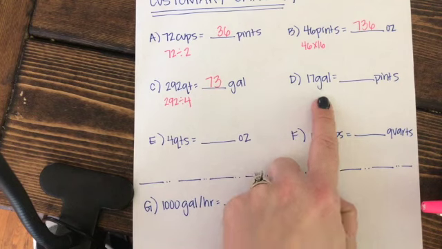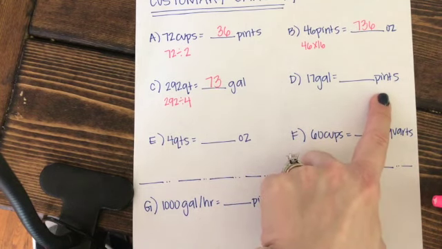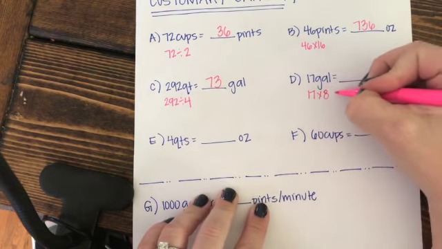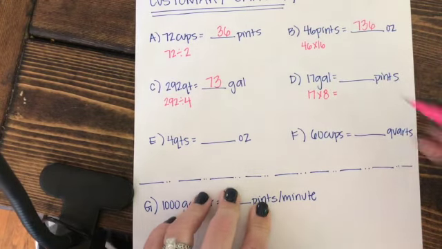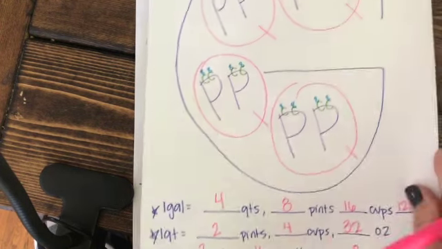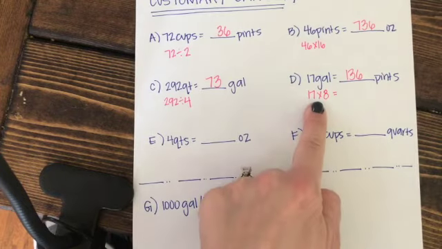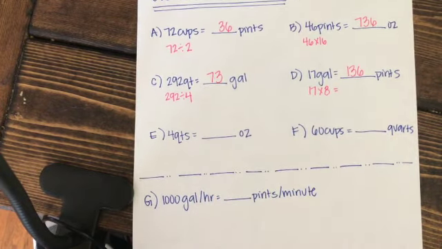Letter D, 17 gallons is how many pints? So look at your little sheet. How many pints go into 1 gallon? 8. So if I have 17 of those, 17 times 8 is 136, right? If every king gallon has 2, 4, 6, 8, and this is saying, well, what if I had 17 king gallons? Then that's 136 pints.